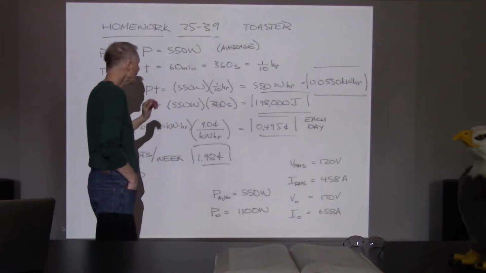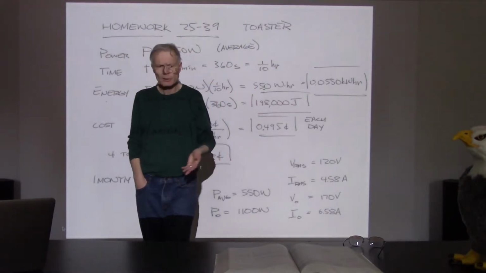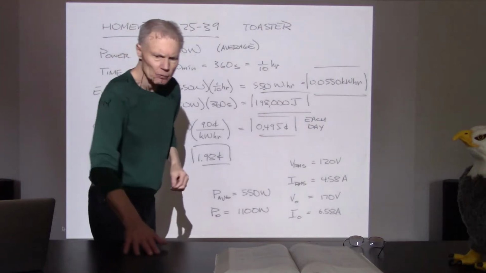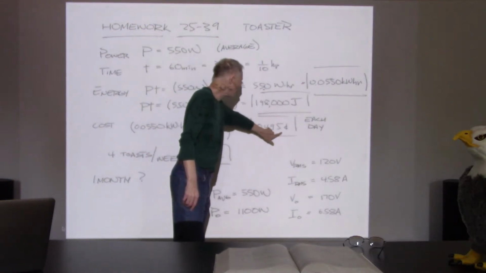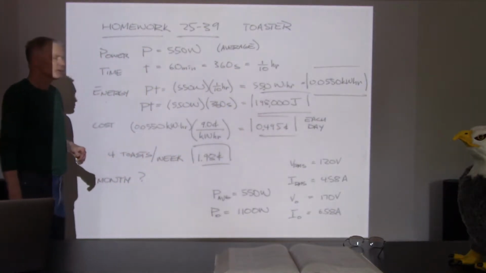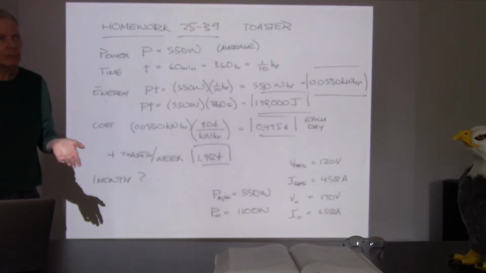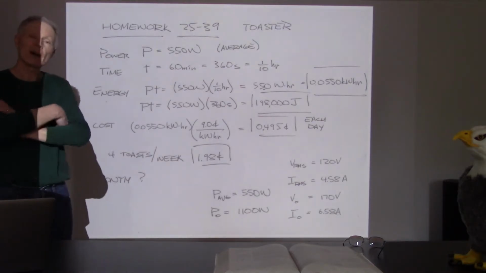It worked out to be that each instance of a 6 minute toasting is going to be 0.495 cents is what I ended up with. Okay, so good to know. When I toast my toast in the morning with this toaster, it's going to cost half a cent.